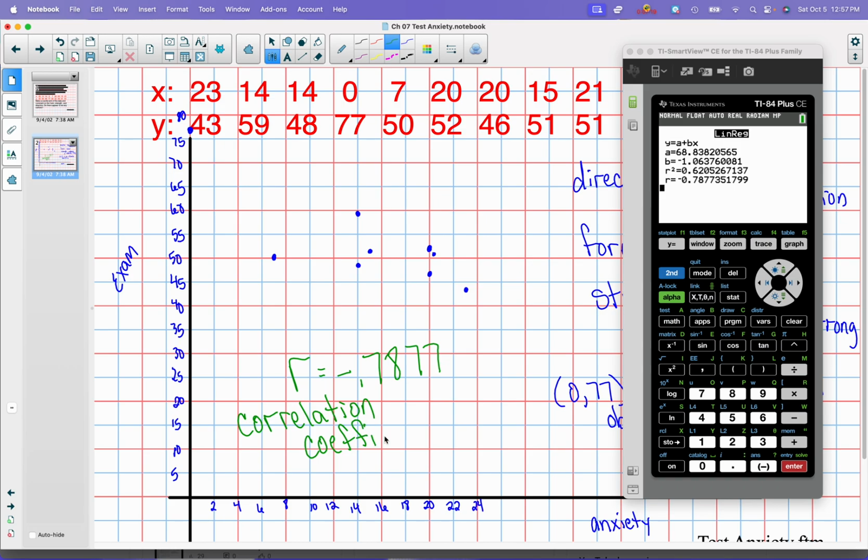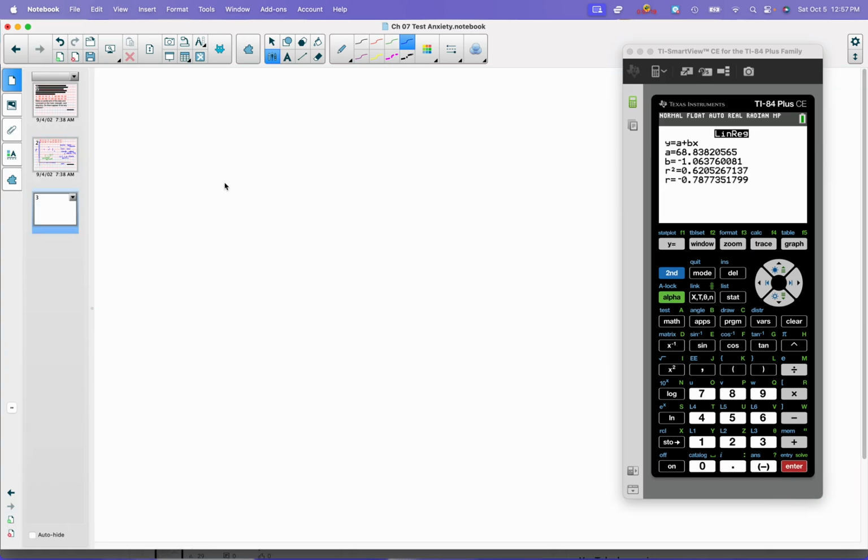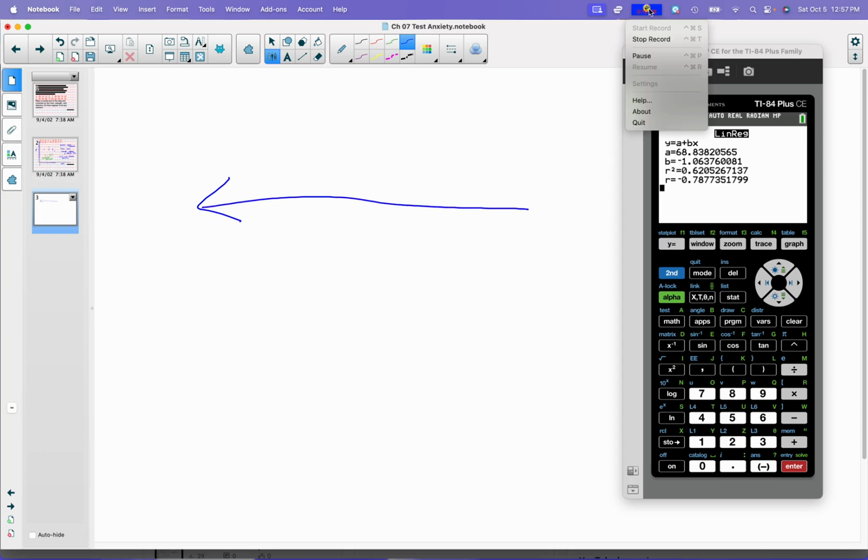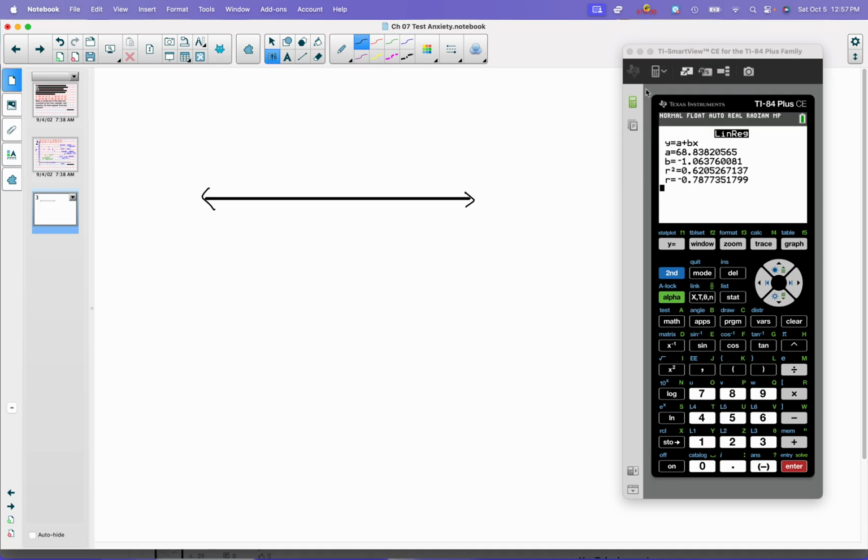And this tells you two things. It gives you the direction of your relationship, the negative. So that tells you we have a negative direction. And this is a numerical way that you can measure strength. I'm going to show you with just a little number line. I'm going to mark a 0 here and a 1, negative 1, and negative 0.5.